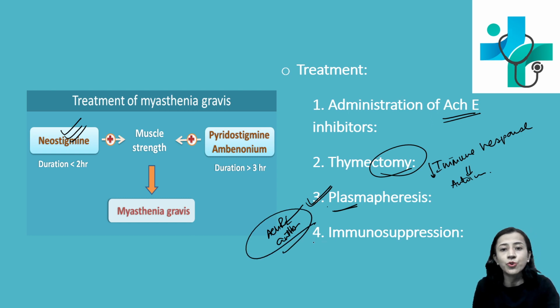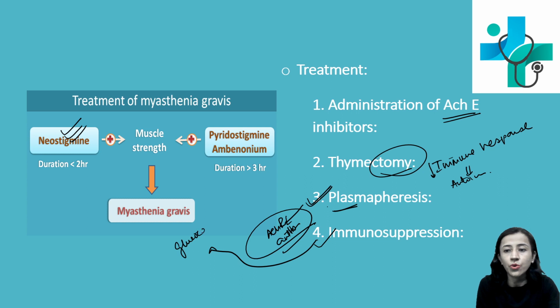Another mode of treatment is immunosuppressive drugs, but this is not very advisable because it suppresses immunity as well. The immunosuppressive drugs given are glucocorticoids and azathioprine. These drugs suppress immunity and decrease the production of autoantibodies. So this is about myasthenia gravis.